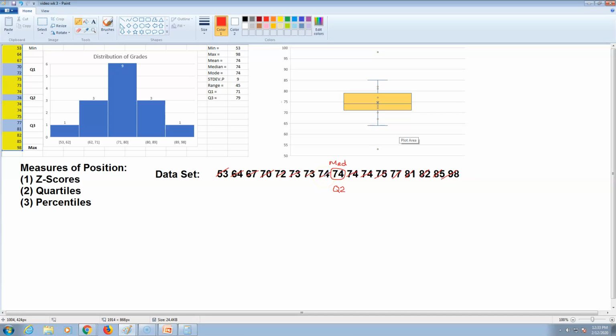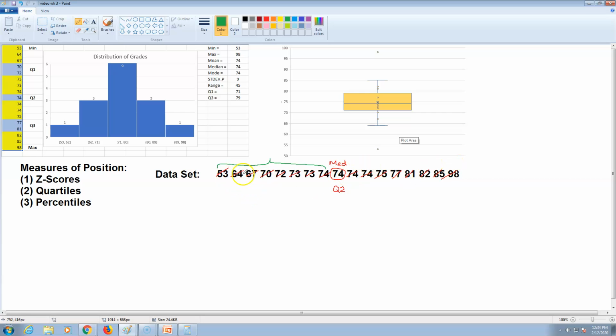Okay, now that I cut the whole data set in 2 equal groups, what I'm going to do next to have 4 equal groups is cut each half in half again. So to the left of 74, you have the first half. I'm not including the 74 that I circled. Everything to the left of that 74 that I circled is the first half. Everything to the right of that 74 that I circled is the second half.